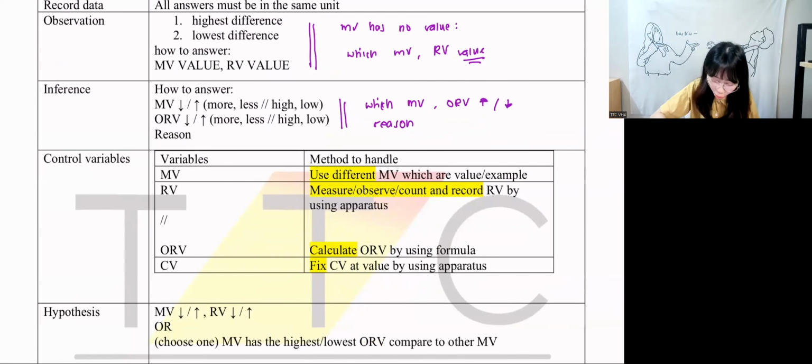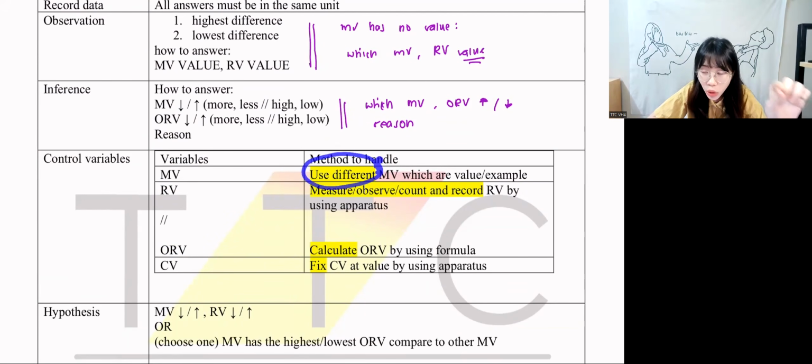I know that you know how to write manipulated, responding, and control variable. Sometimes they ask you method to handle. The other day, there's a student who showed me method to handle. If the question asks you to write method to handle, there are few keywords that you have to take notes. If you want to write manipulated, what is the method to handle? We have to say use different. The keyword here is use different.